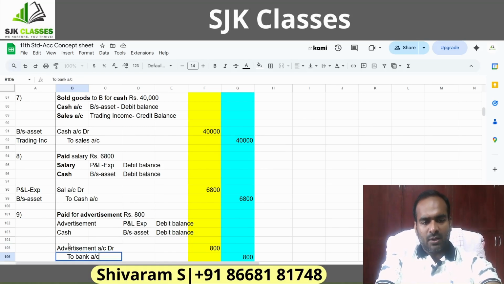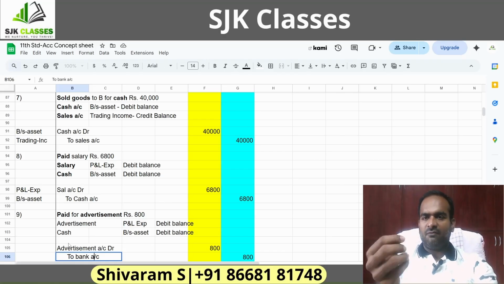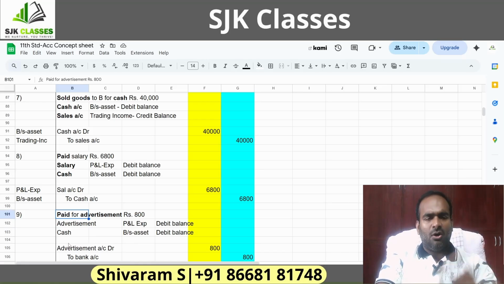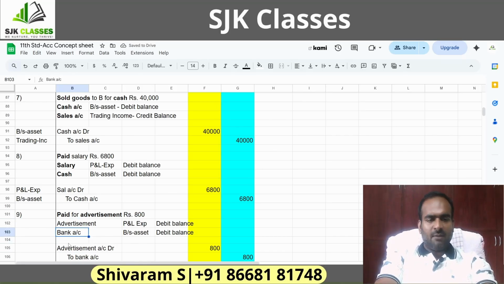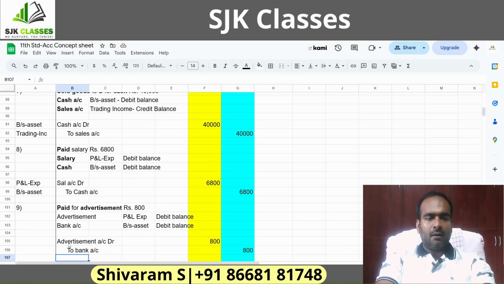You can make it as to cash or bank, both are the same. There is no difference between cash and bank. Cash is nothing but the physical cash. Bank is nothing but the amount I'm going to pay from my bank account. So bank and cash can be used interchangeably. Whenever you see the word paid, you can use cash or bank. So I'll just rephrase this one as bank account. So accounts involved are advertisement and bank, or advertisement and cash. Both are completely fine. Next one.